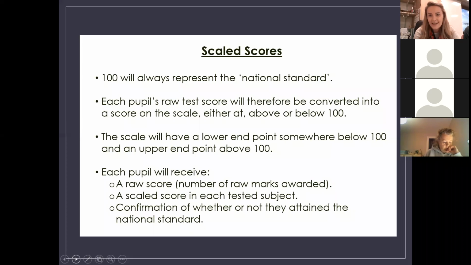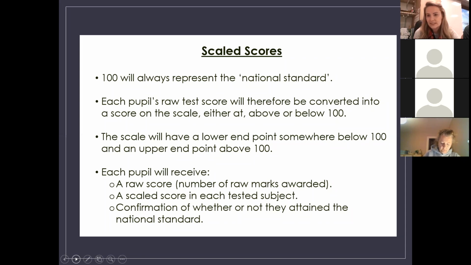Blank screen, try again. This is the big difference really with SATs. If you've got other children that it's been a few years since they sat the SATs test, this is the big difference, that they now talk in scaled scores. So your children will be awarded a scaled score once they have their results of their SATs.